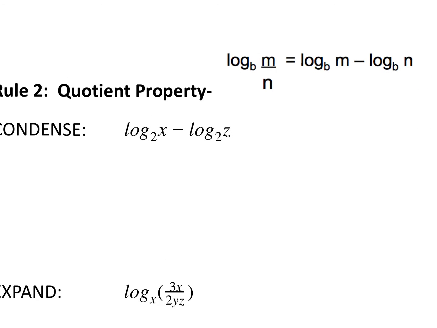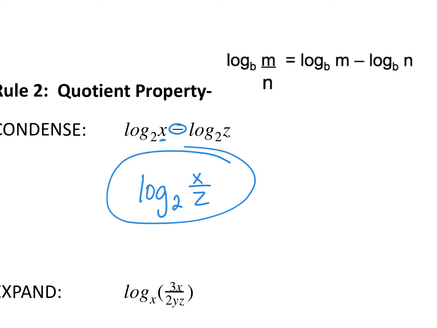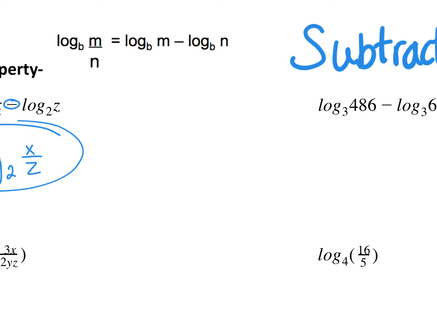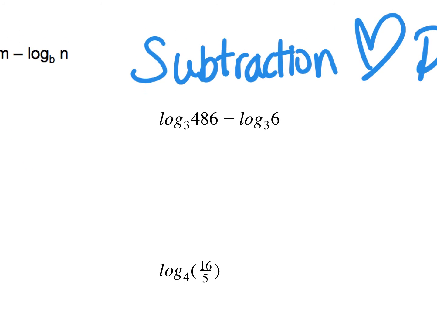All right, we're going to jump down to quotient property condensing, okay? This is going to work very, very similar. I keep my log, I keep the base, okay? But this time I am subtracting. What goes with subtracting? Division. So I'm doing x divided by z, and that's it. That's my answer. Okay? So I want you to do the second one. Log base 3 of 486 minus log base 3 of 6.